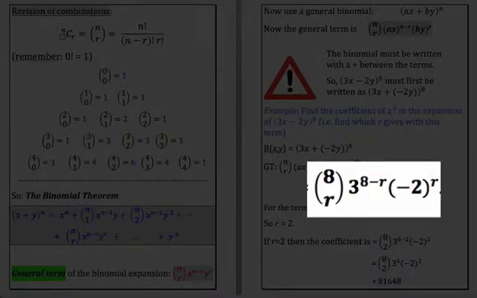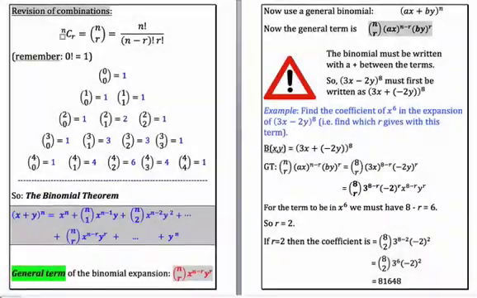So let me do that now. I start with 8cr, that's a constant, there's no x in that. I bring the 3 out of that bracket, so that there'll be a 3 to the power of 8 minus r. I bring the negative 2 out of that y bracket, so there'll be a negative 2 to the r. And then I'm just left with the x and the y terms. X to the 8 minus r, and y to the r.